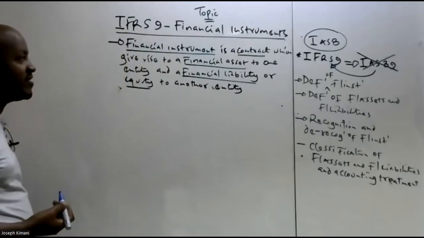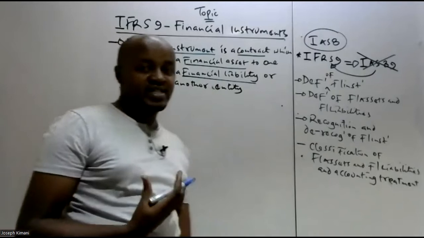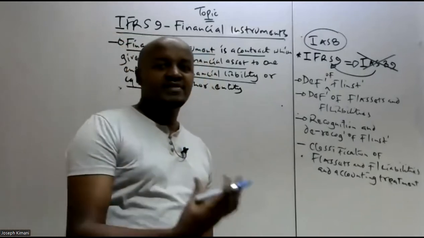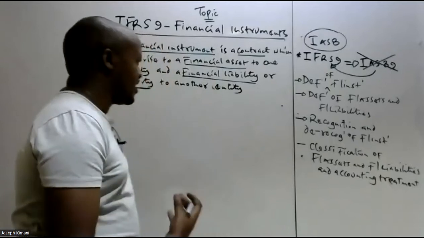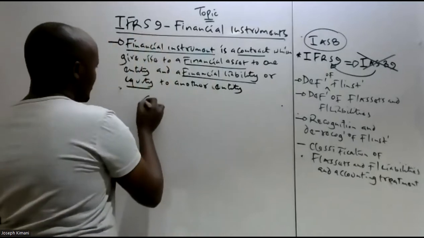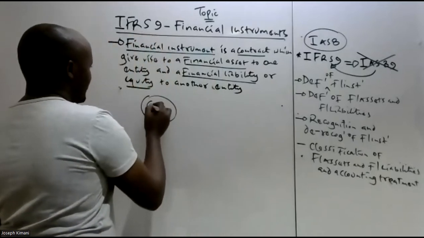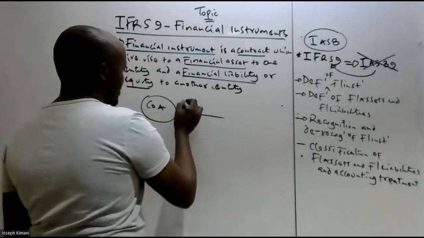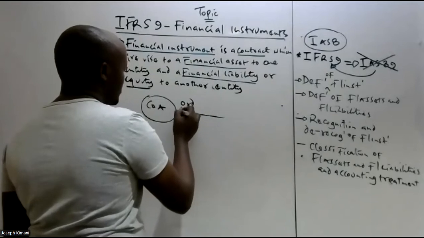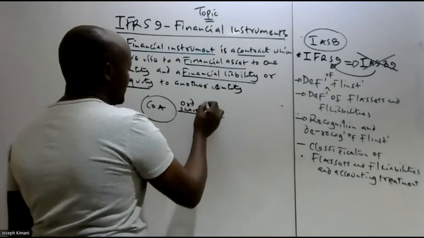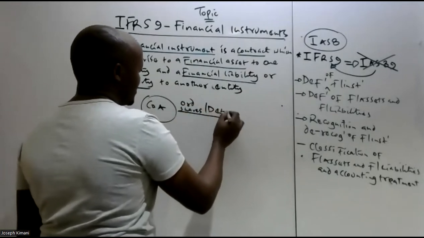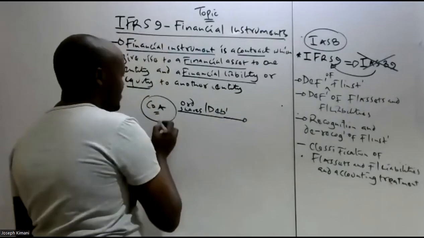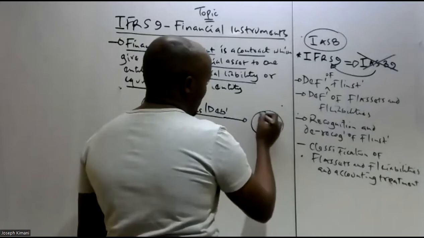Now remember, we have said that financial instruments generally are things like shares, debentures and so on. So let's assume we have a company, company A, and this company has issued, for example, ordinary shares, or maybe some debentures. And some of the shares or debentures issued by this company have been issued to company B.